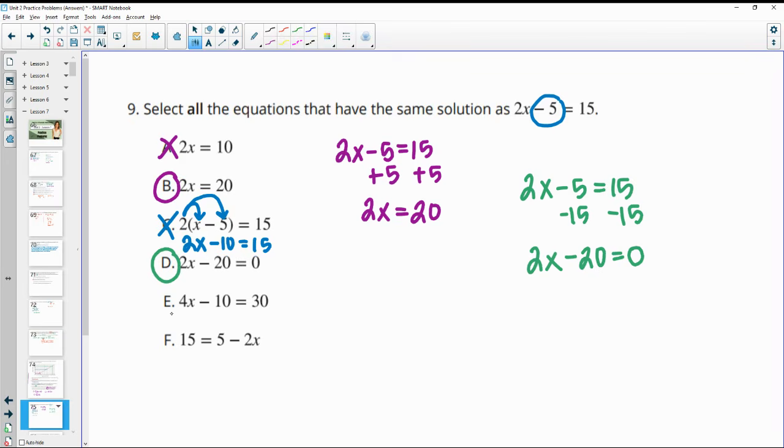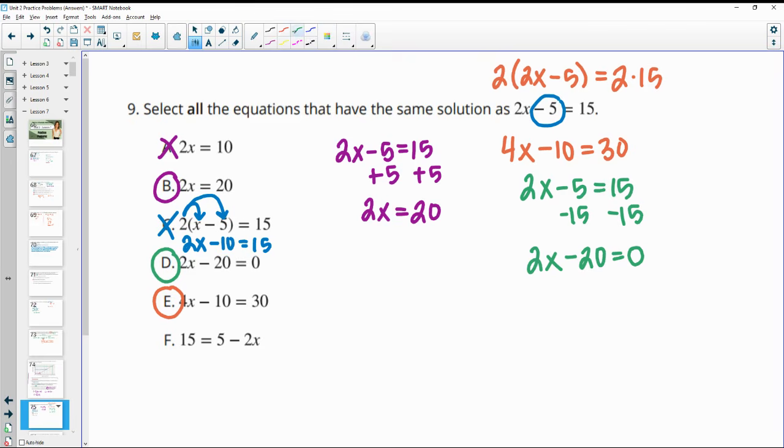For E, when we look at it, we see that every term changed here. It goes from 2 to 10 to 20, so that's just taking 2 times this. If we take 2 times both sides, 2 times 2x is 4x, 2 times negative 5 is negative 10, and 2 times 15 is 30. That's what they have in E, so E is equivalent as well.